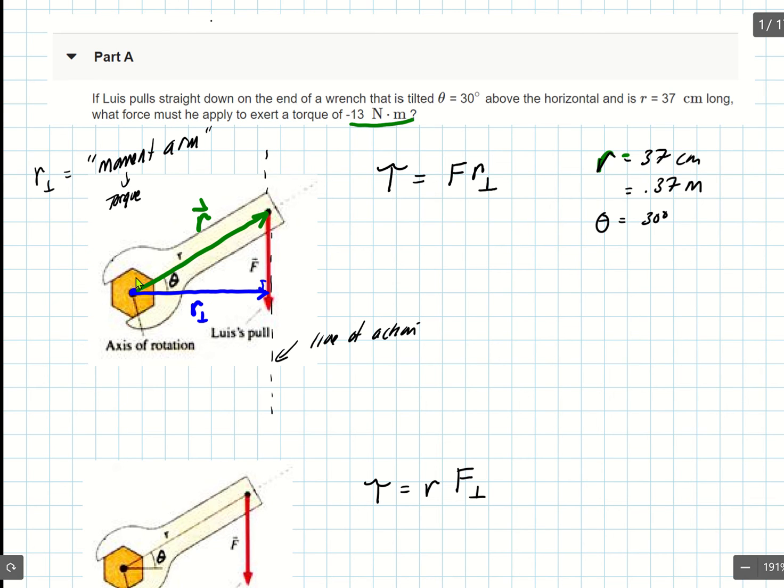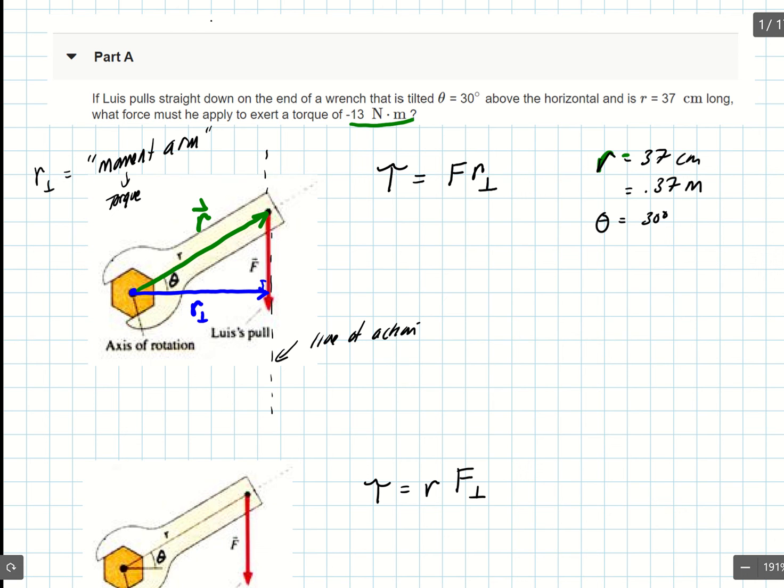Now, hopefully you're seeing there's this right triangle that's made up of r, the line of action, and r perpendicular. And we know that angle, and we know r. So hopefully you're thinking trig, because that's what we're going to do. We're going to use trig to determine r perpendicular. We can't measure it directly. There's no meter stick, there's no scale. So we're going to use trig.